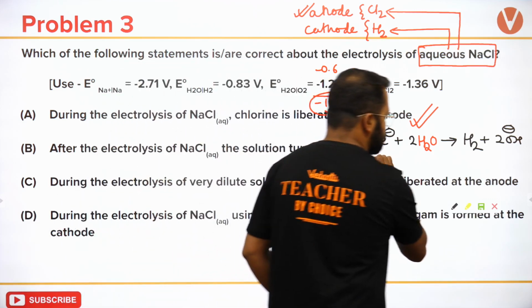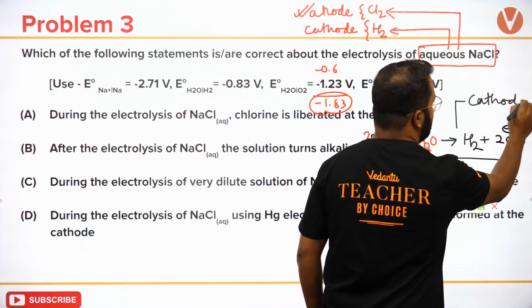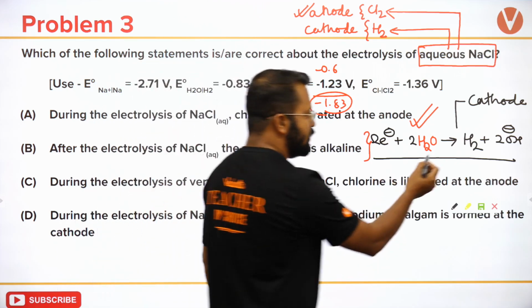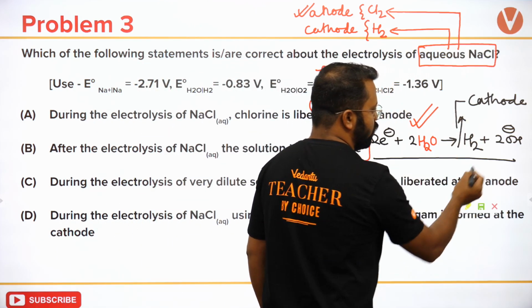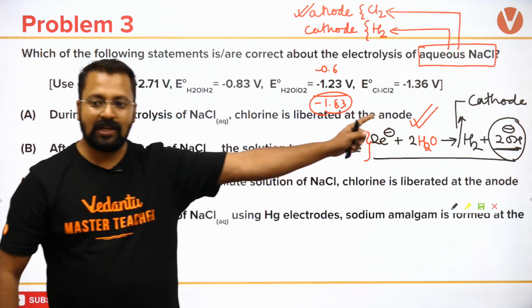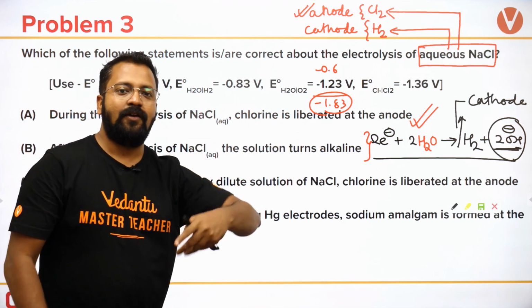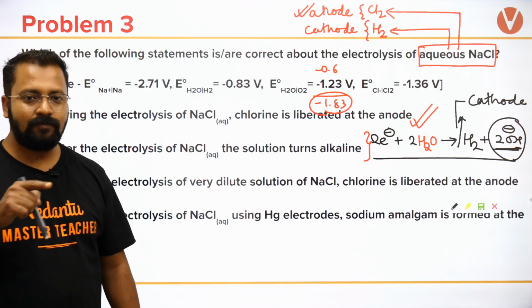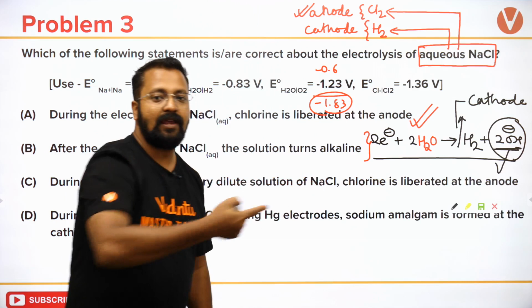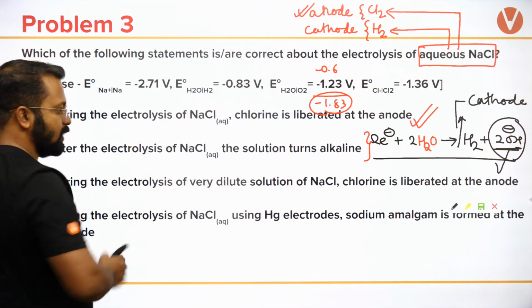See, where is this reaction happening? At the cathode. This reaction is happening at the cathode. Since this reaction is happening at the cathode, what we can see is, along with liberation of hydrogen, OH minus is being produced. So if OH minus is being produced, would the solution become alkaline or not? Yes. So option B is also correct. A is correct, B is correct.